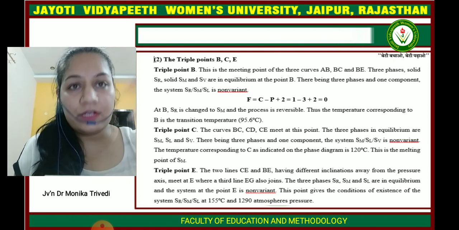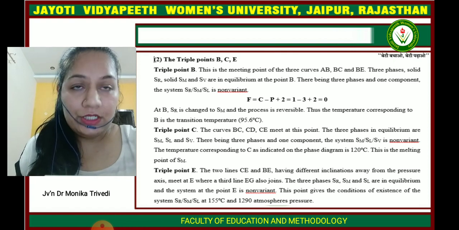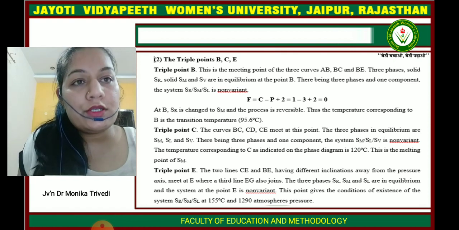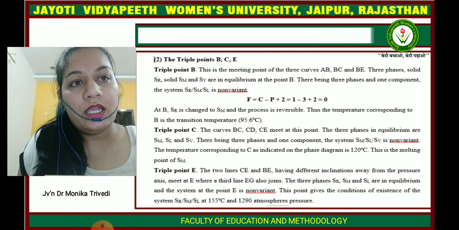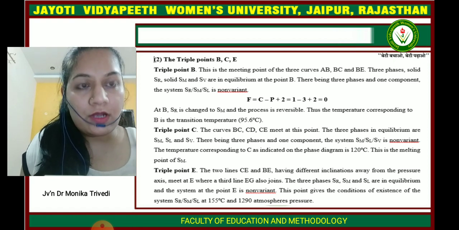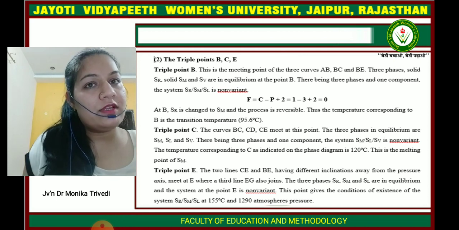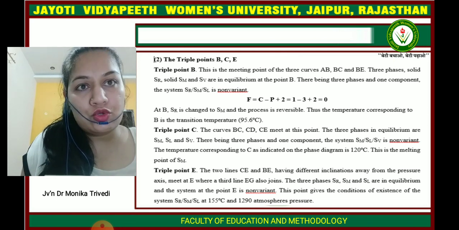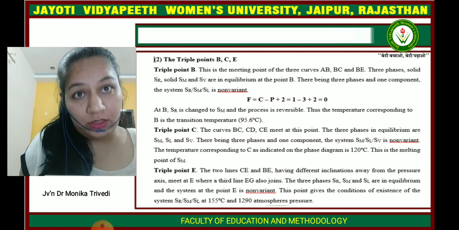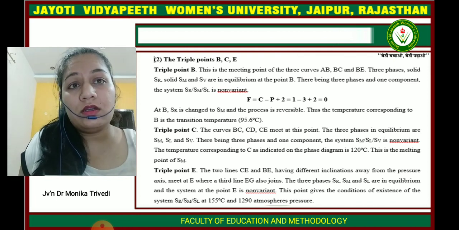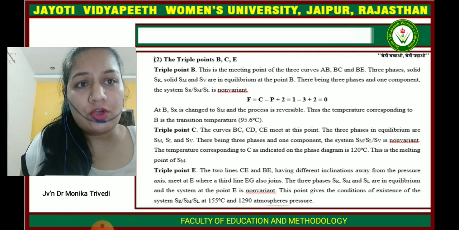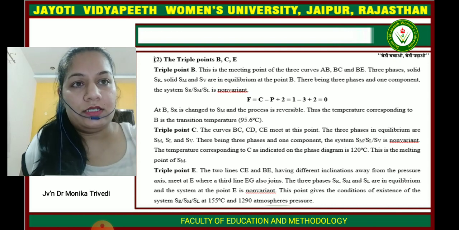So we put the phase rule for each triple point. F is equal to C minus P plus 2, and here we put the number of components minus the number of phases, which is 3, plus 2, and we get 0. So at each triple point the degree of freedom is 0, and each triple point is non-variant.